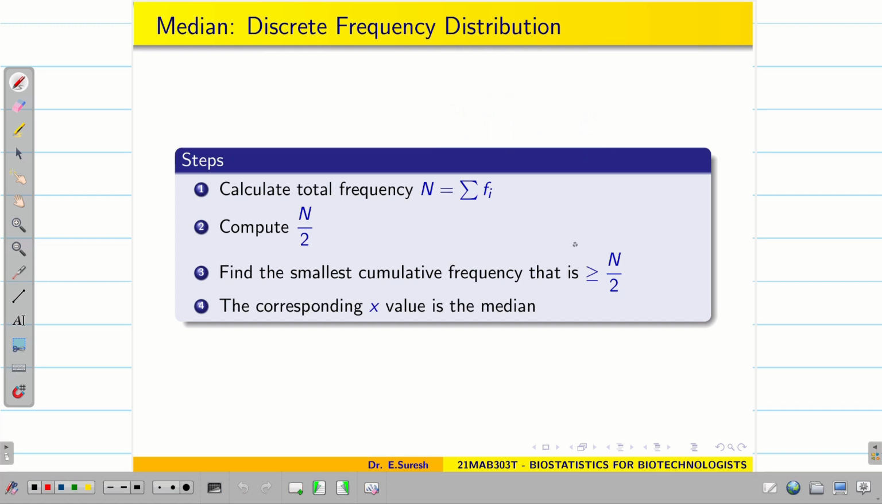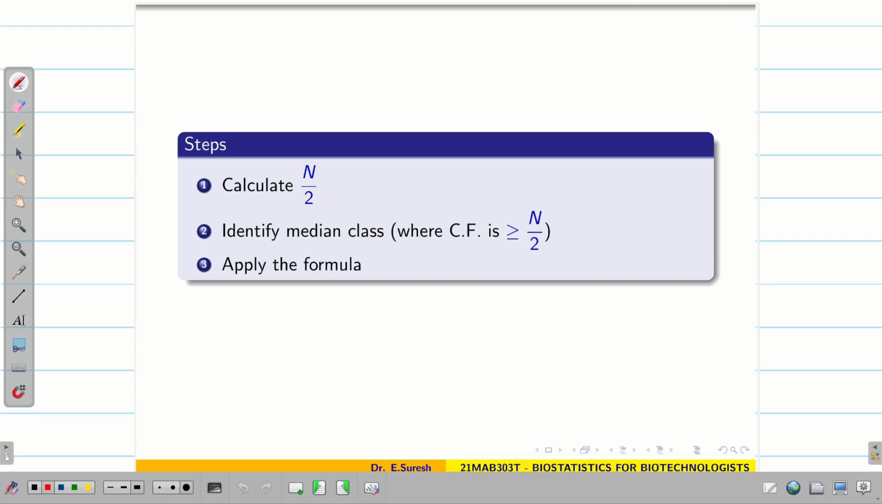And the corresponding x value is going to be my median. So it is very easy. Let us see one problem. And the good thing is, for median, we don't need any big calculator, shortcuts, nothing. Just like that, we can do it manually. Yeah, these are all the 3 steps. Let us go into a problem.